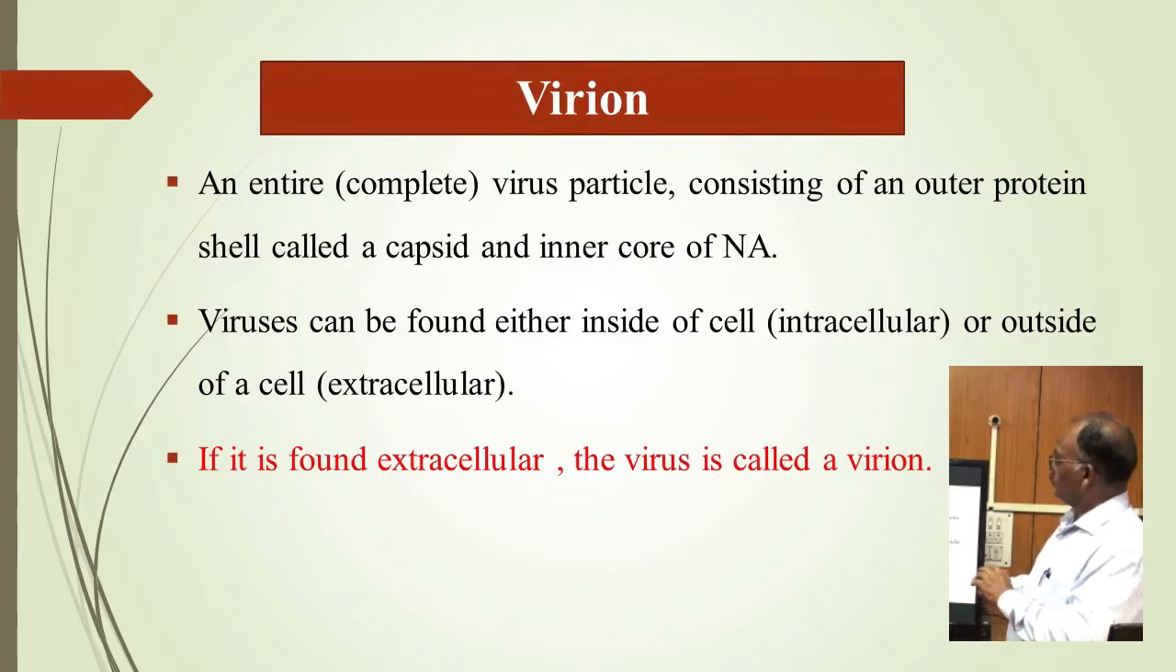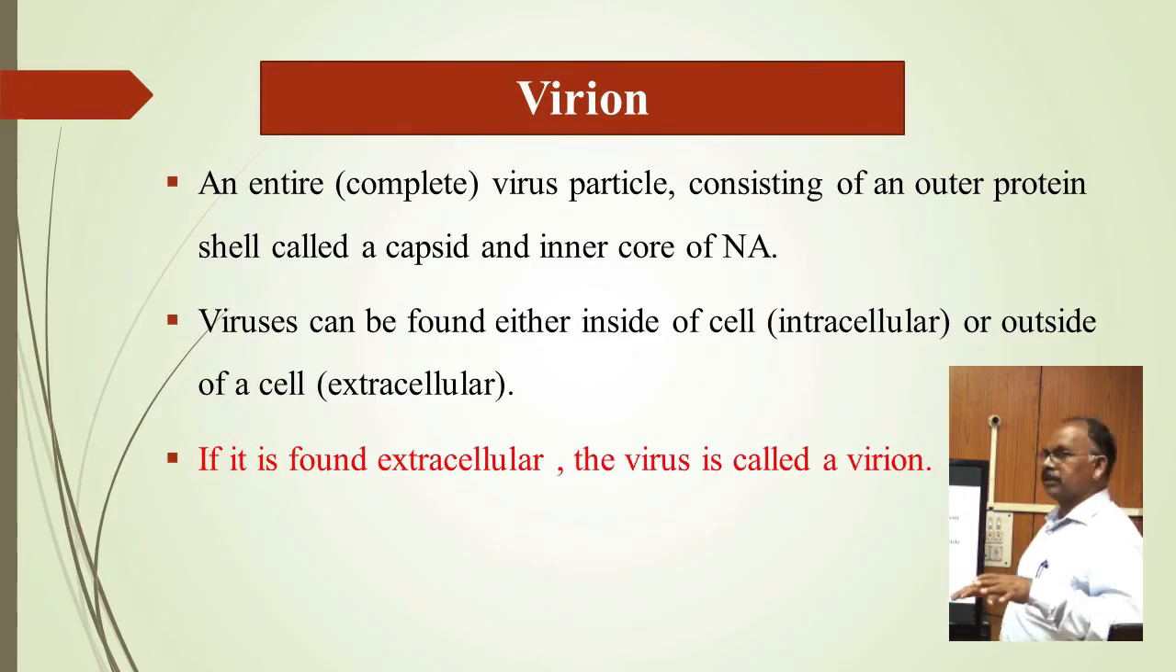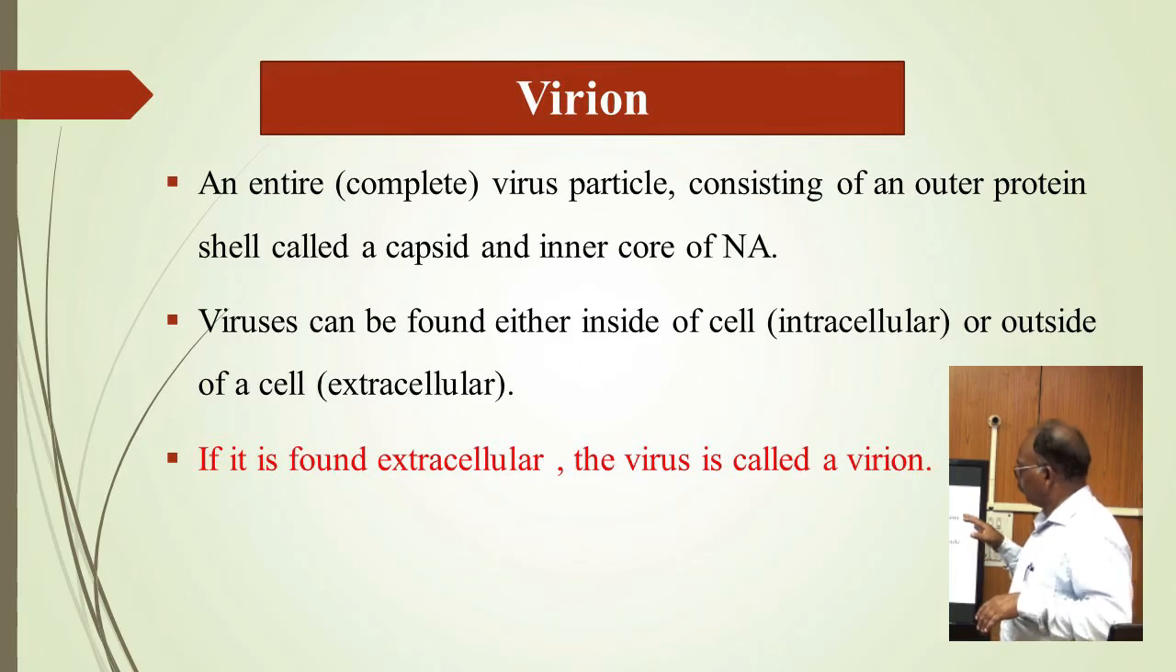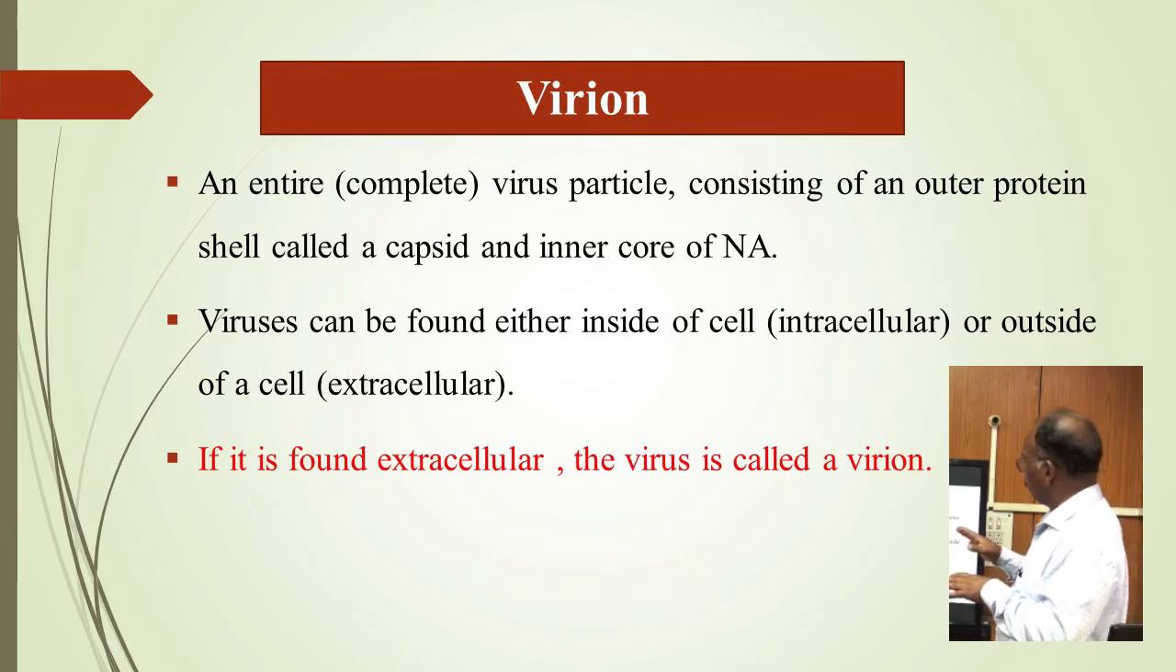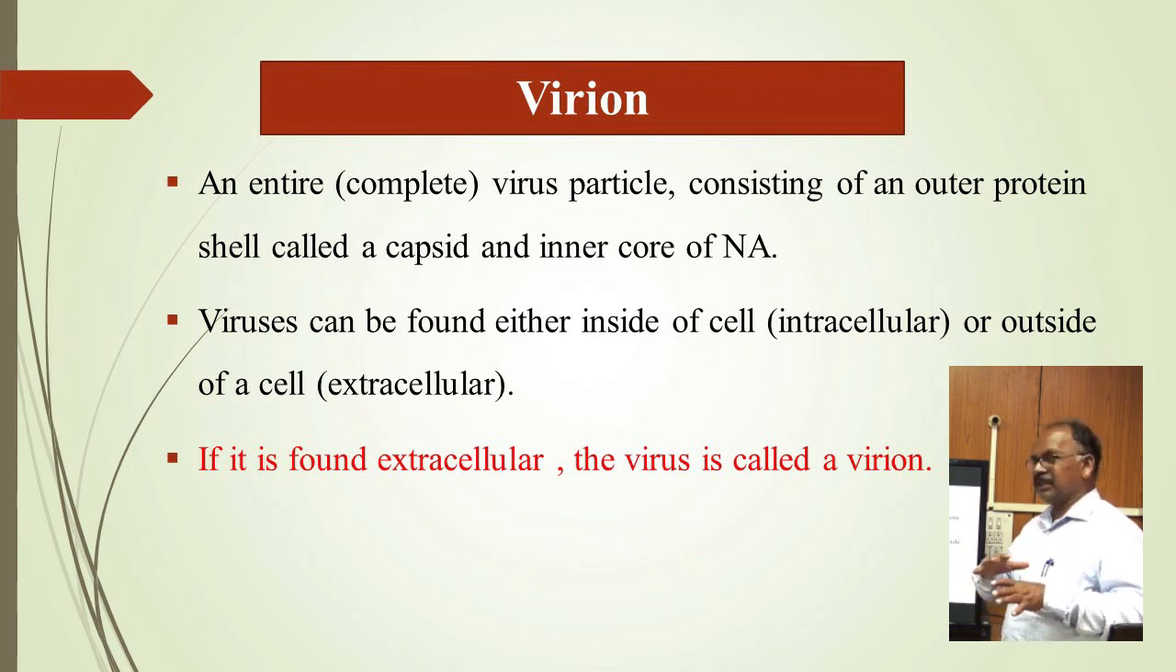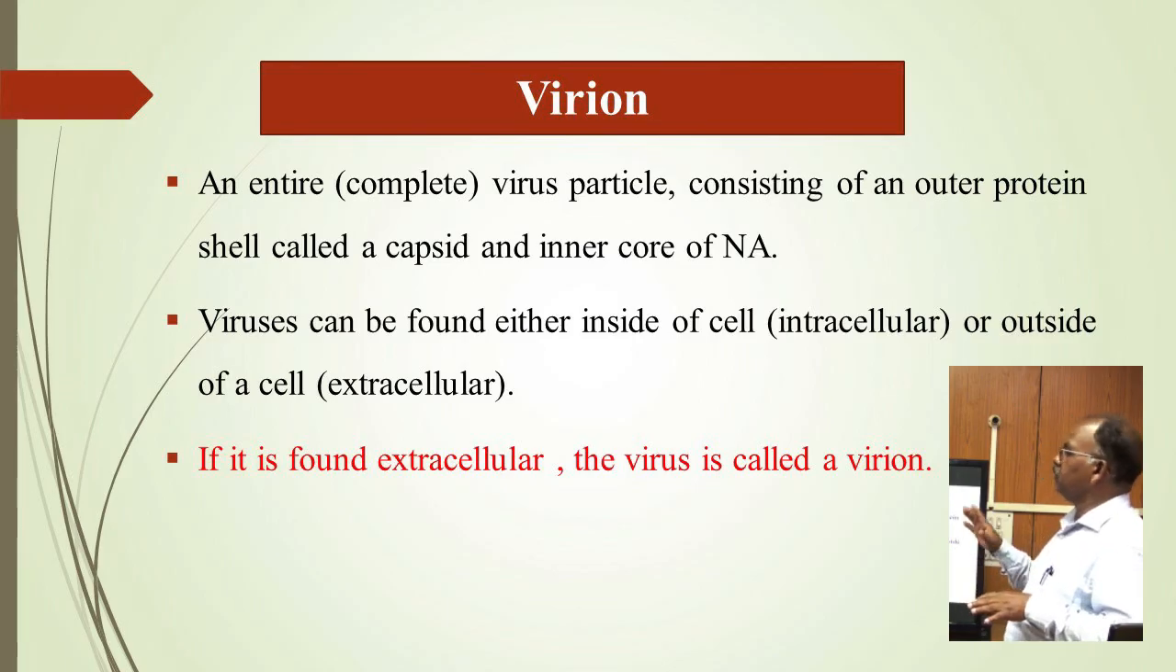Virion. What is a virion? An entire plant virus or complete virus particle consists of an outer protein shell called the capsid and an inner core of nucleic acid. Viruses can be found either inside a cell, that is intracellular, or outside a cell, extracellular. If it is found extracellular, outside of the cell, then the virus is called a virion.